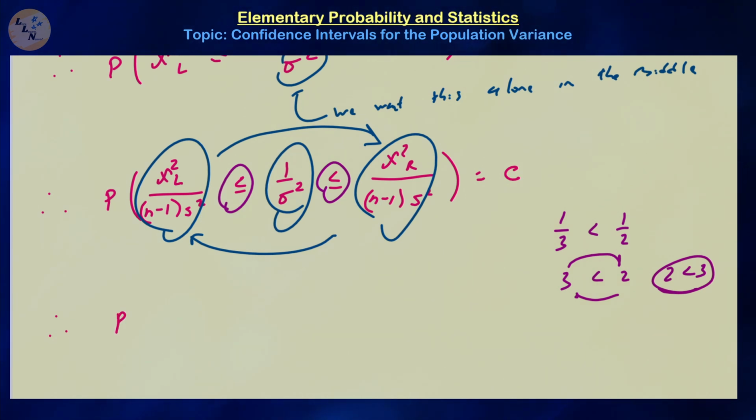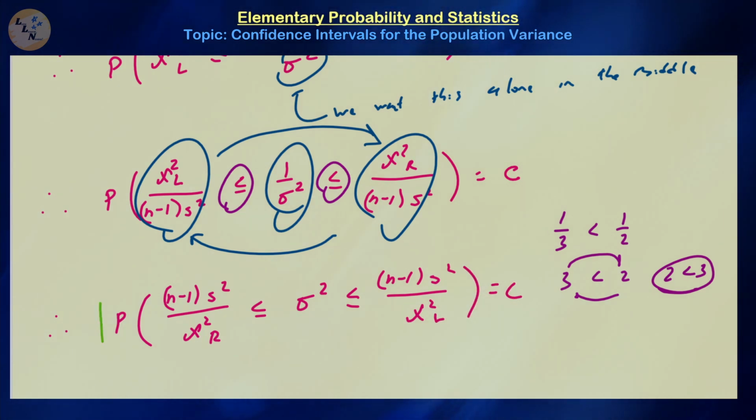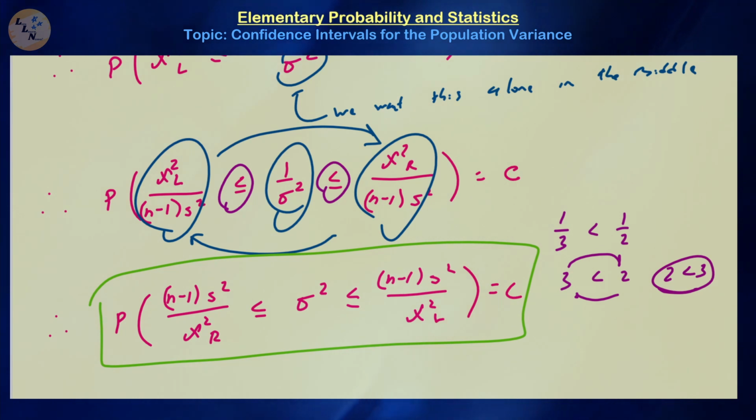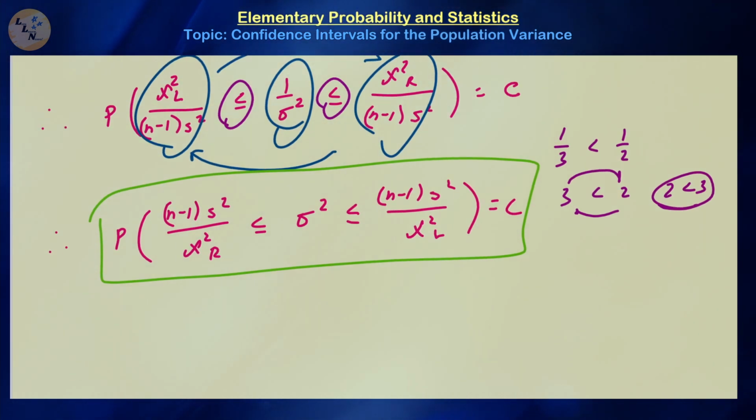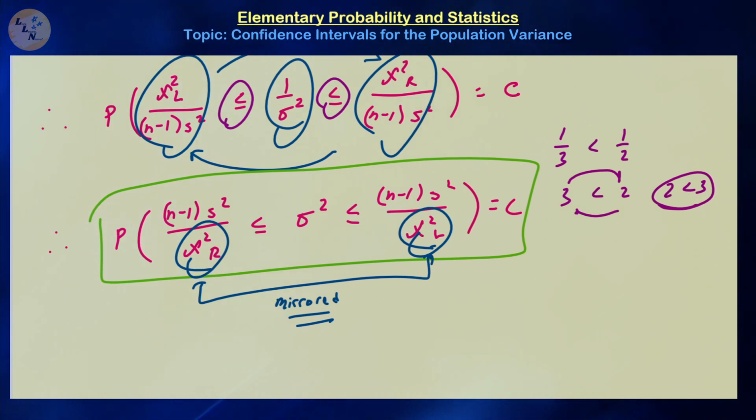So that's going to give us that the probability, so the right becomes the left, so we're going to have n minus 1 times s squared over chi-squared R is less than or equal to sigma squared is less than or equal to n minus 1 times s squared divided by chi-squared L, and that's going to be equal to C, and that gives birth to the confidence interval for the population variance. Now, please be very, very careful. Do notice that the critical values are in different locations. So these are mirrored. If you remember our discussion about one-sided alternative hypotheses, this should make sense as to why this might be the case.